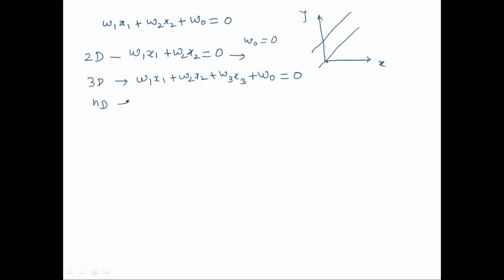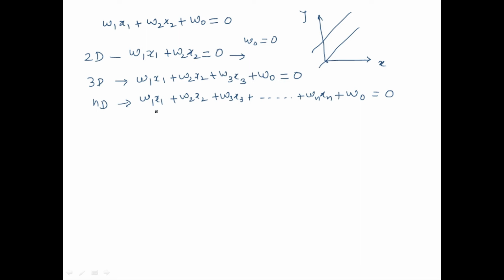Similarly, the equation in n dimensions, or the equation of a hyperplane, is w1 x1 plus w2 x2 plus w3 x3 and so on up to wn xn if it is passing through the origin, and if it is not passing through the origin, then plus w0 equal to 0. This is the equation of a hyperplane.